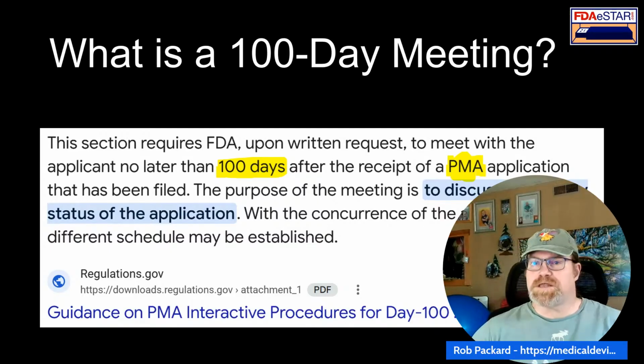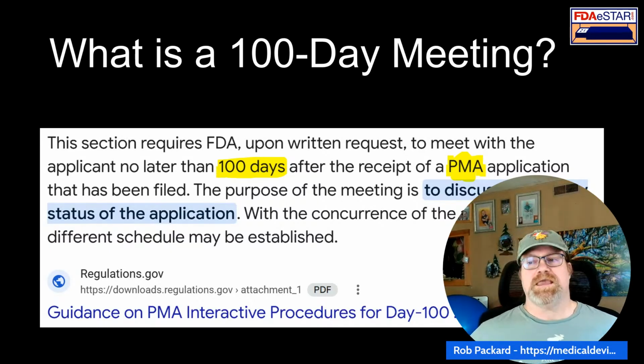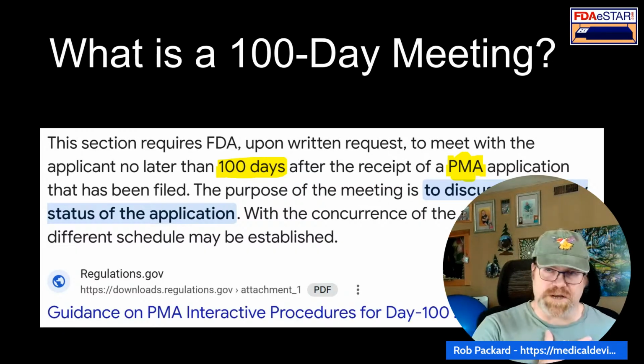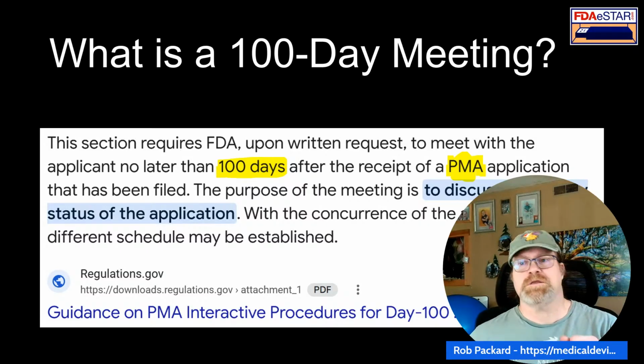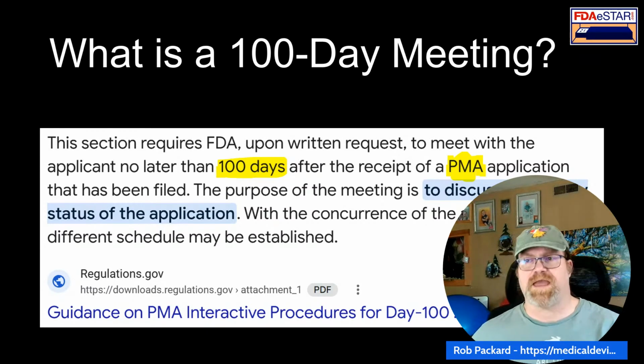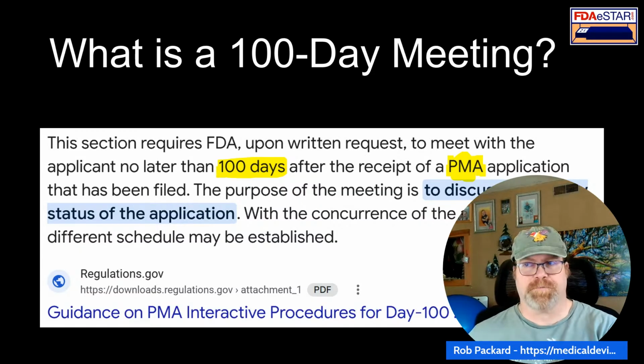Okay, another option is 100-day meetings for PMAs. If you don't know what a 100-day meeting is, that's probably because you don't do PMAs. Now, we don't generally do PMAs. We have helped on pre-subs that lead to PMAs, some IDEs, and some requests for designation, for risk designation. But generally, unless you're doing a PMA, you're never going to do a 100-day meeting. It's just a status update with the FDA at the 100-day mark on your application. So that is the purpose of the meeting. If you already do PMAs, you already know what this is.